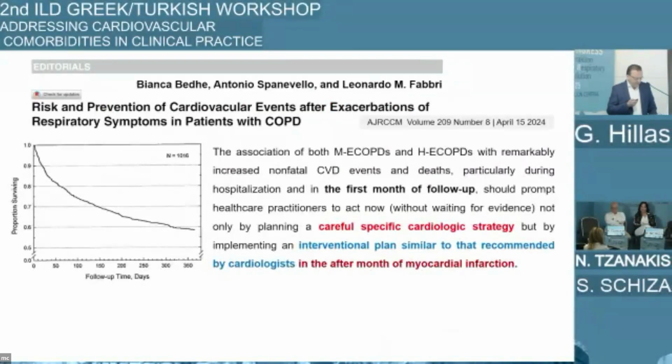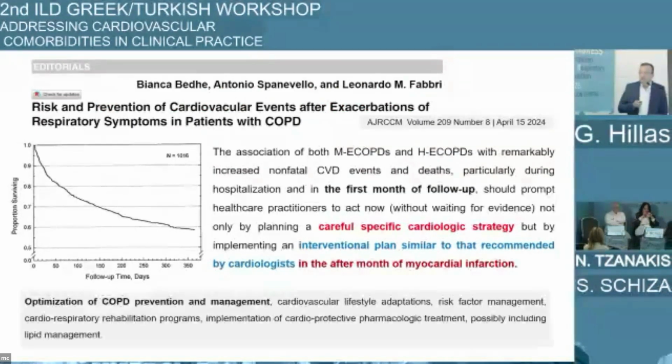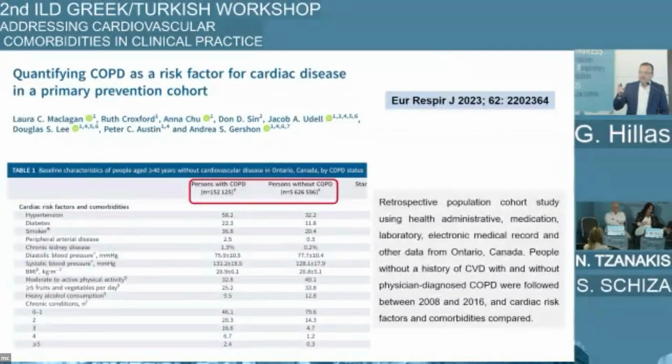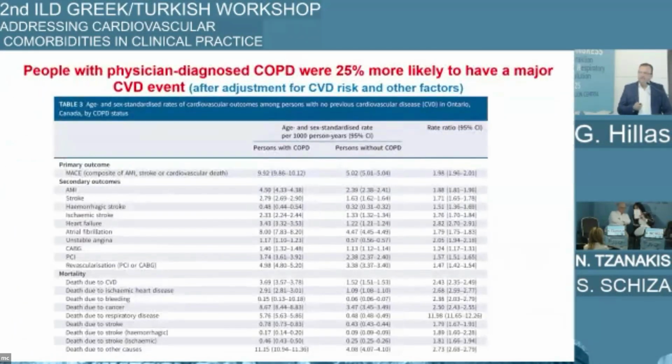So the researchers encourage practitioners to act quickly with a careful, specific cardiology strategy, and to mimic cardiologists in the month after myocardial infarction, by optimization of COPD treatment and management. And in this study, published in ERJ 2 years before, a very large cohort of patients without cardiovascular disease, with COPD or without COPD, were followed for about 8 years. And after adjustment for cardiovascular risk and other factors, people with a physician's diagnosis of COPD were 25% more likely to have a major cardiovascular event. At baseline, they did not have any cardiovascular disease.